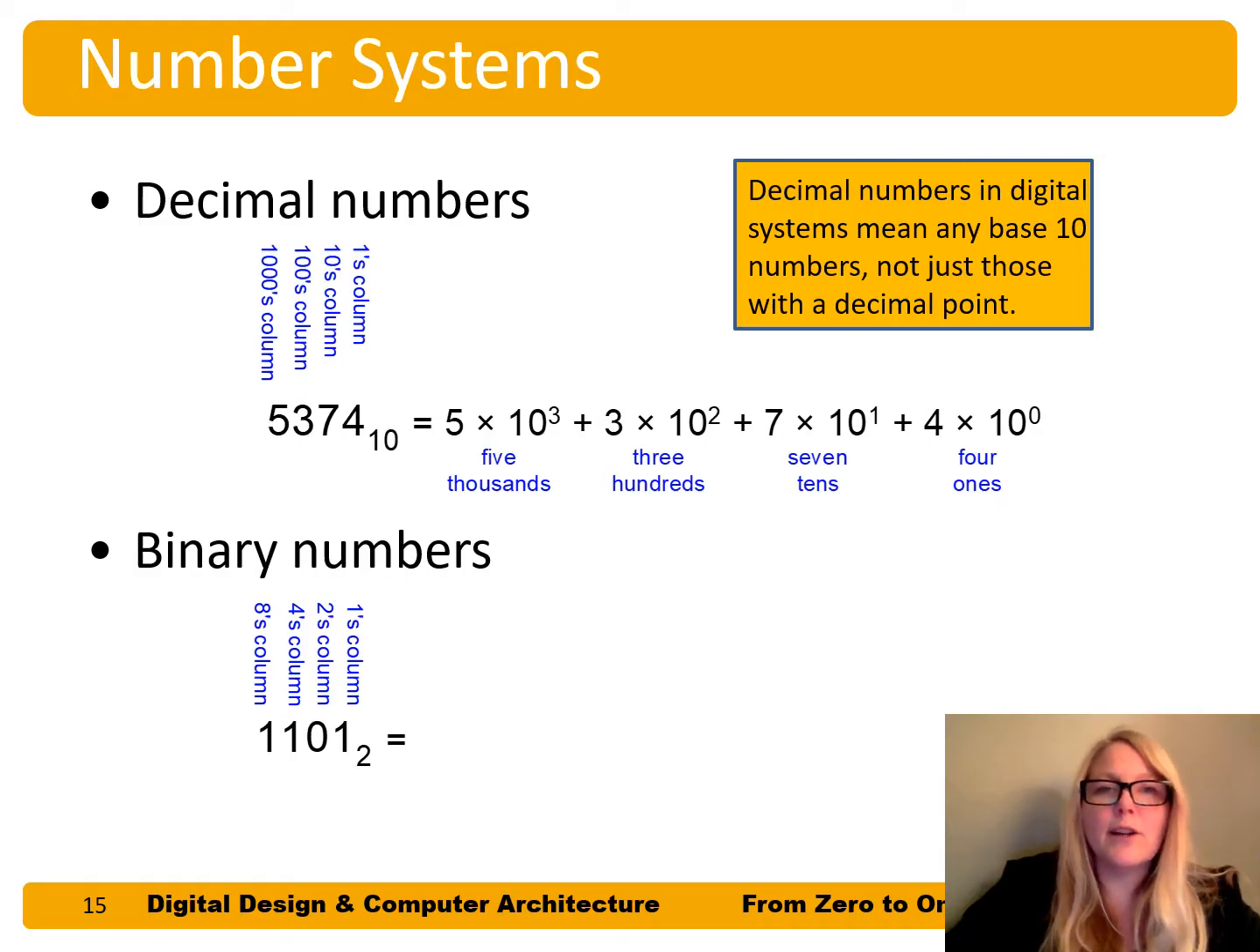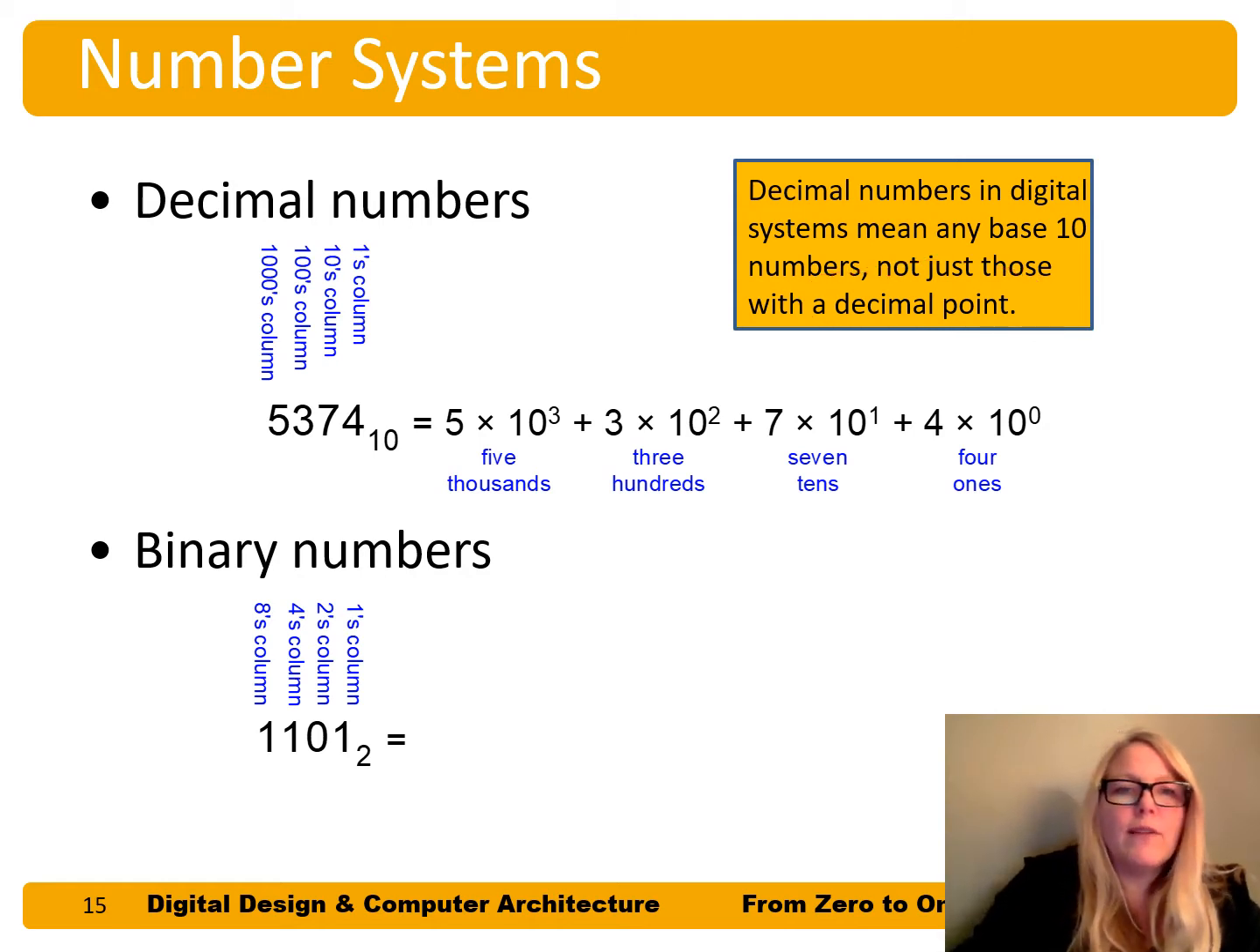So let's talk about various number systems. Specifically, we'll talk about binary number systems. Let's start with a number system that we've all been using for many years, the decimal number system. Decimal refers to base 10 number systems, not just those with a decimal point. So we have decimal numbers, base 10.